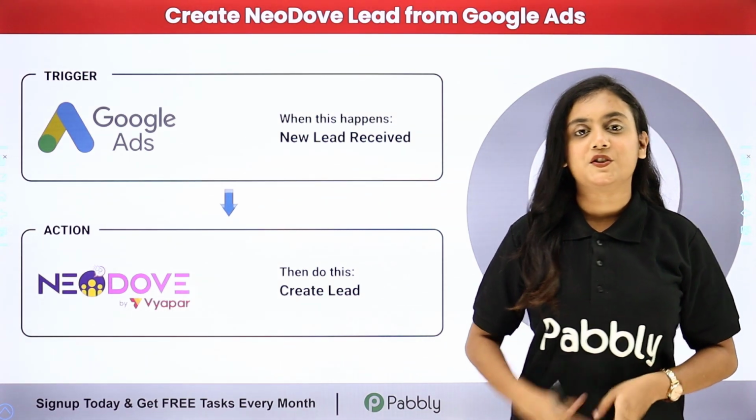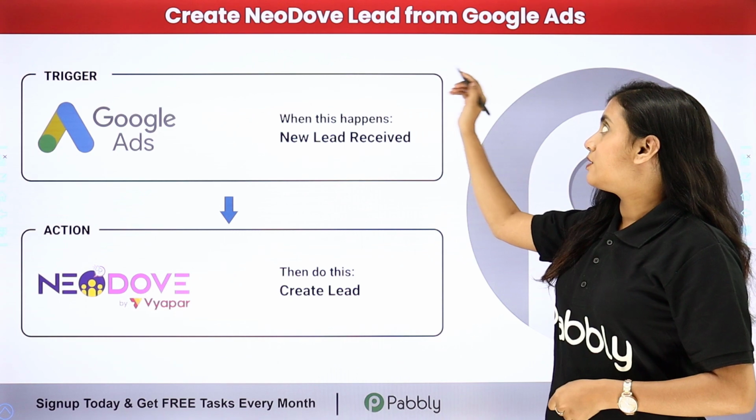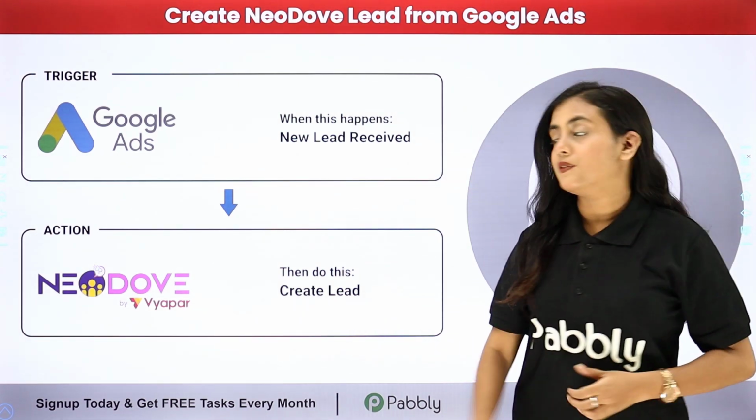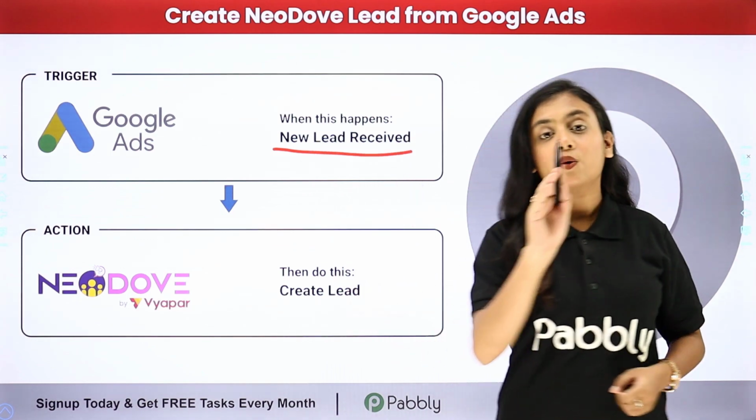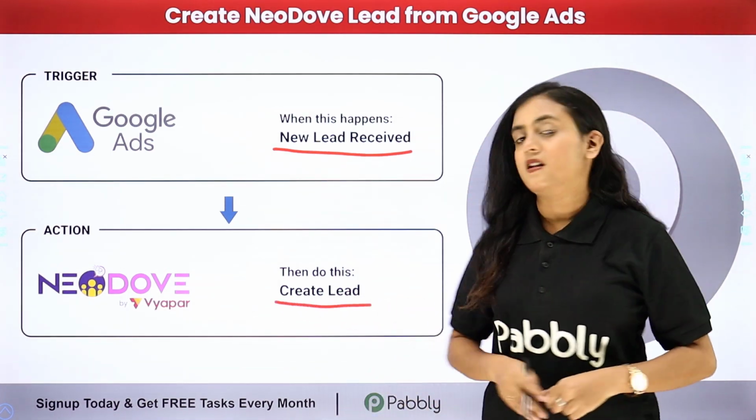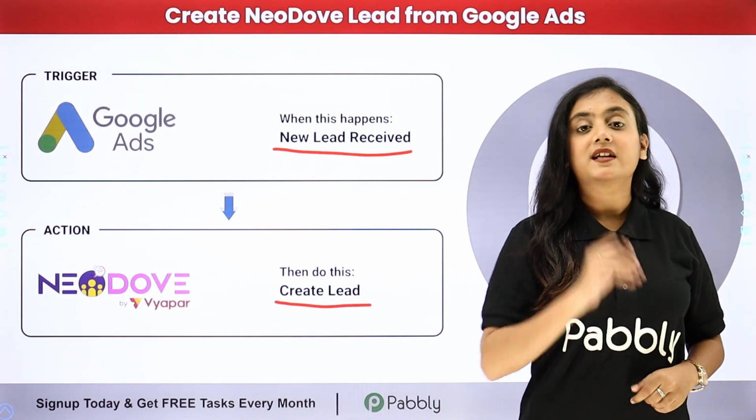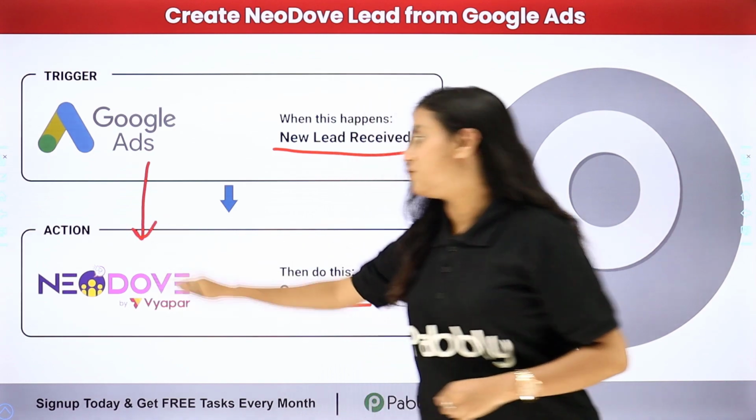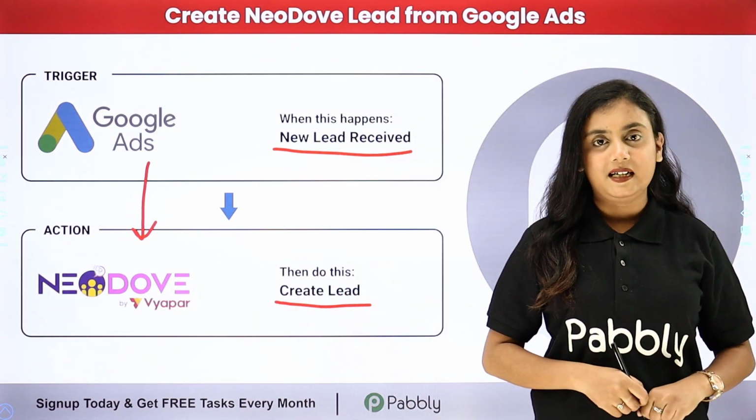In this video, we're going to learn how to create NeoDove lead from Google Ads. So here my objective is that whenever a new lead is generated with the help of Google Ads, automatically a new lead should be created in my NeoDove account. For that, what we are going to do is, we are going to create an automation between Google Ads and NeoDove with the help of Pabbly Connect.